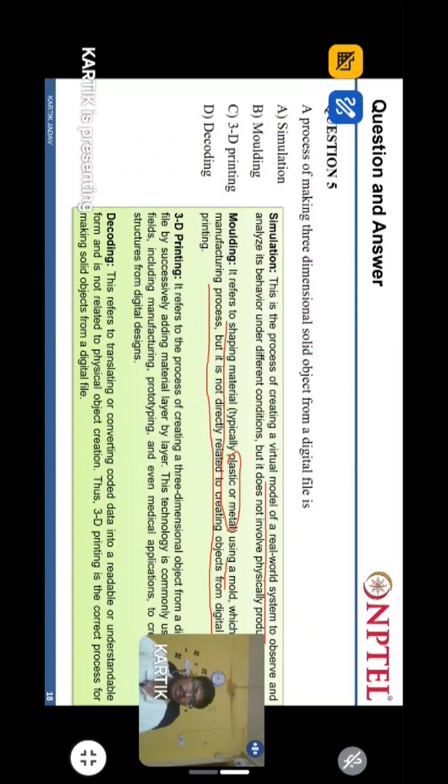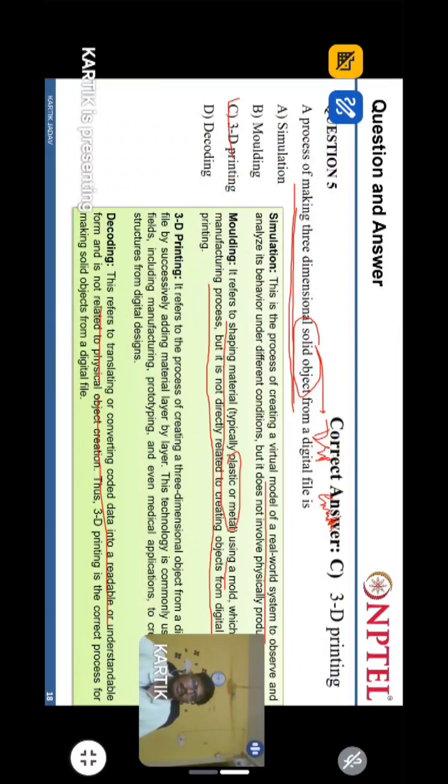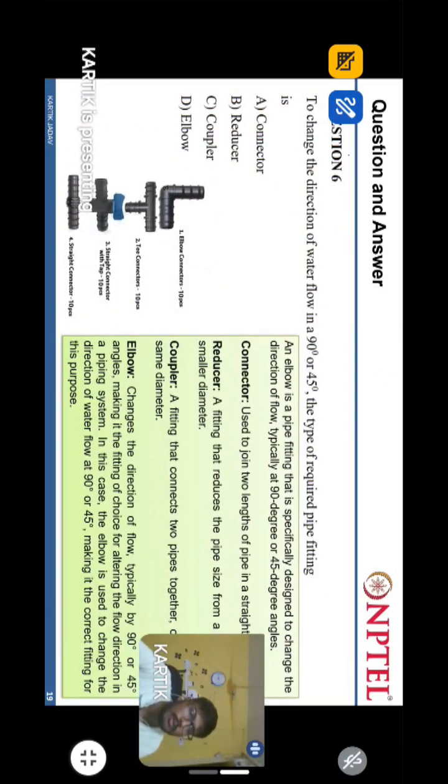And 3D printing generally involves making a three-dimensional solid object. We have discussed it in the last lecture of week 7. And decoding refers to translating or converting coded data into a readable or understandable form. That is decoding. So which option is correct here? It is 3D printing that we use to make a three-dimensional solid object, and we have used this system for the design of the drip emitter. So the answer is C. Next question, question number 6.